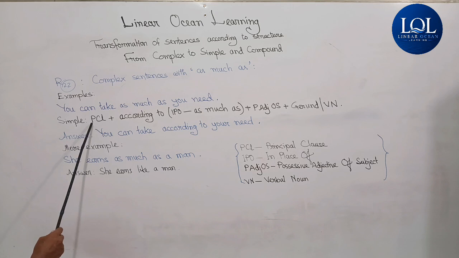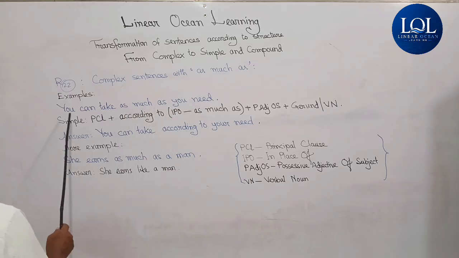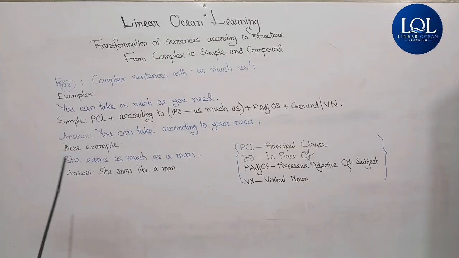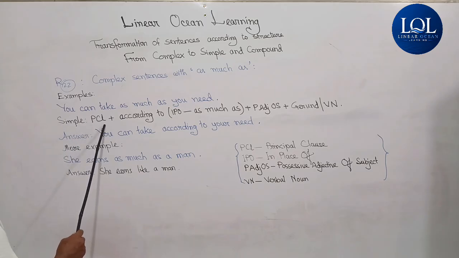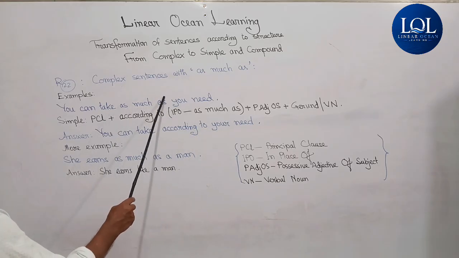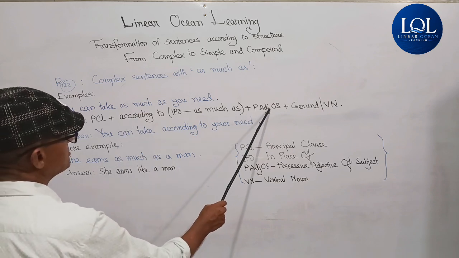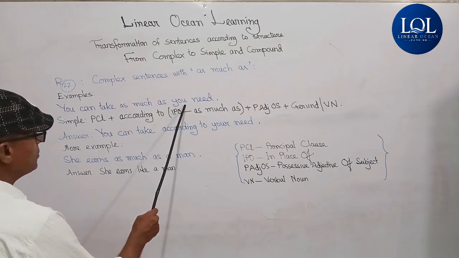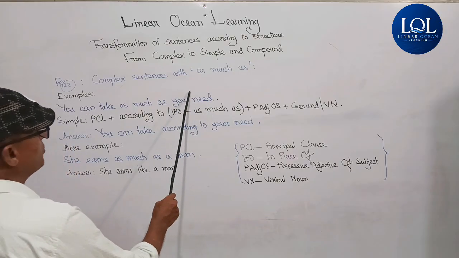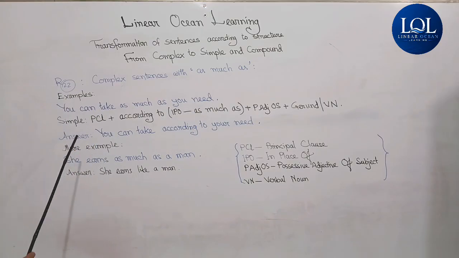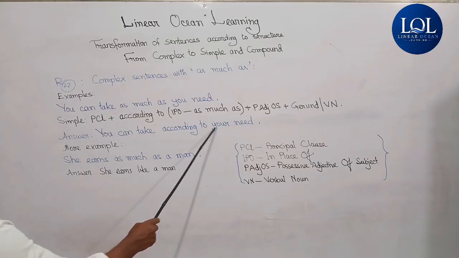Now let's get to the structure. PCL: here in this sentence, you can take as much as you need, the principal clause is you can take, and as much as you need is the subordinate clause. PCL, that is principal clause, plus according to in place of as much as, plus possessive adjective of subject. Here the subject is you, and its possessive adjective, that is pronominal adjective, is your. Then there is the verb need, and it will get verbal noun form. The verbal noun form of need is need. So the answer we get, if we follow the structure, is: You can take according to your need.